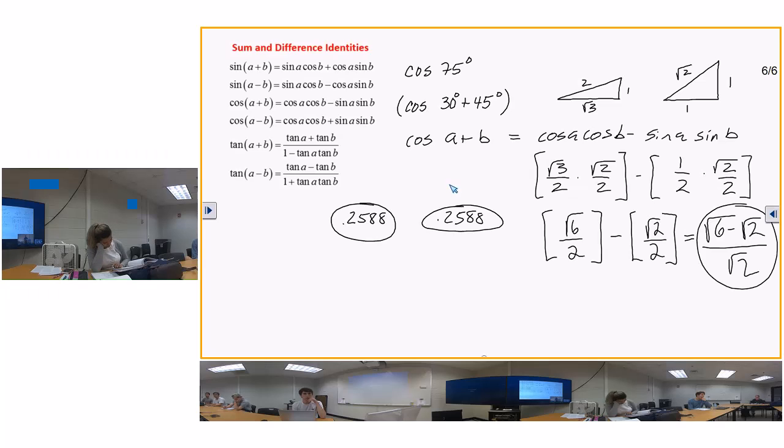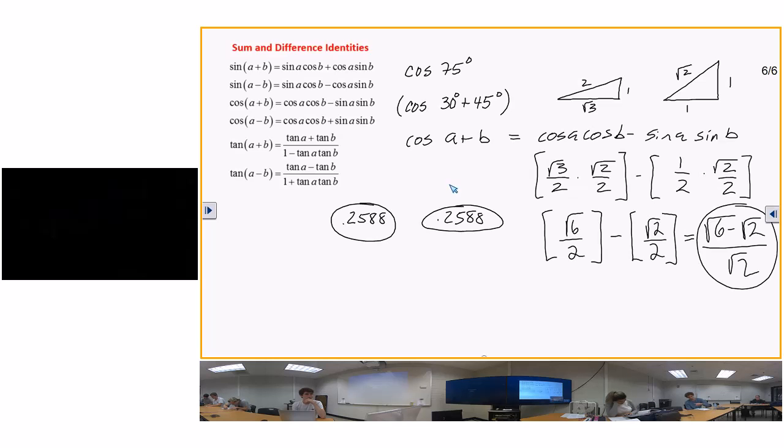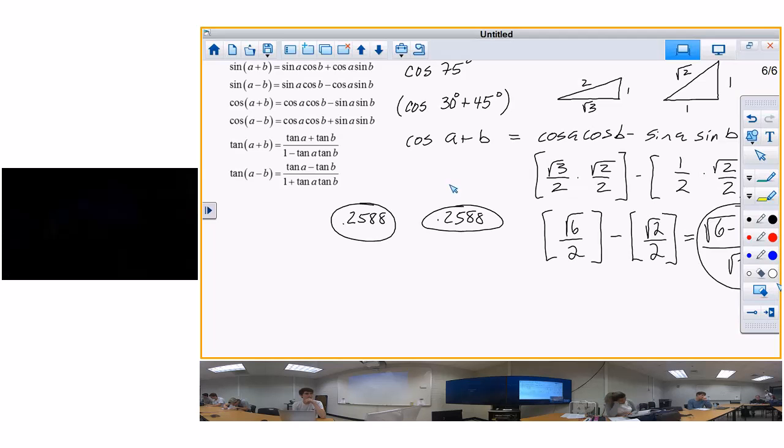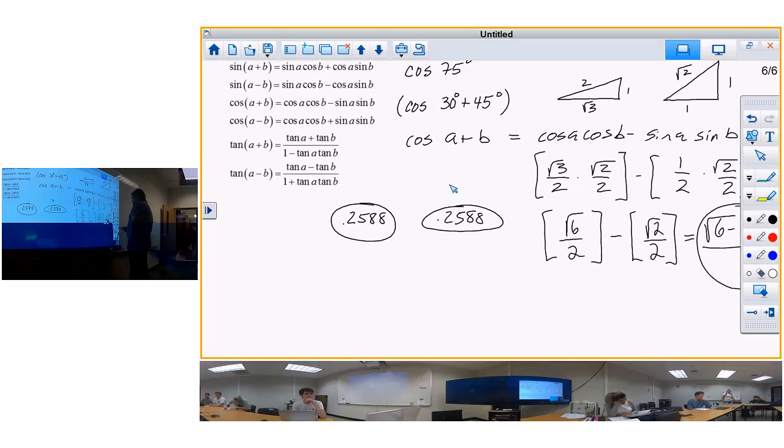Yeah, I'm sorry. It's supposed to be 2. Yeah. I must have got a square root somewhere. Thank you. It should be the same thing, 0.2588.